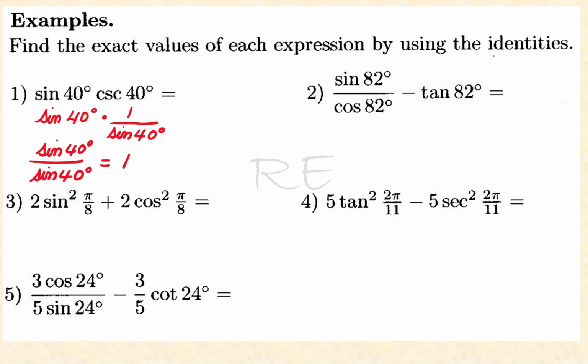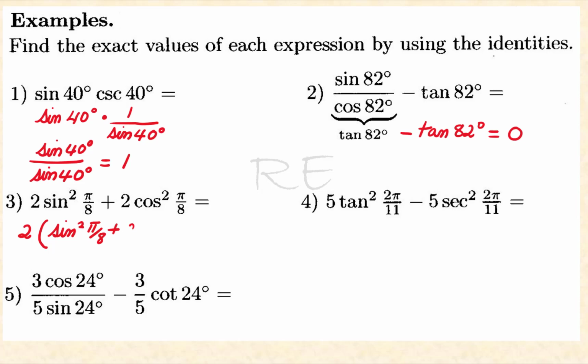Sine 82 over cosine 82 is equal to tangent 82. Now we have tangent 82 minus tangent 82. The answer is 0. Next, 2 sine squared pi over 8 plus 2 cosine squared pi over 8. When we factor out 2, we get 2 times sine squared of an angle plus cosine squared of an angle. And sine squared of an angle plus cosine squared of an angle is equal to 1. So it's 2 times 1, equal to 2.